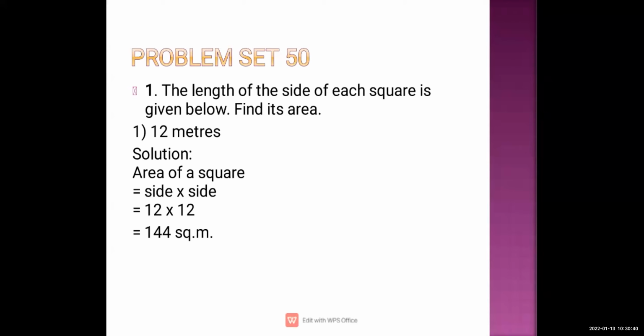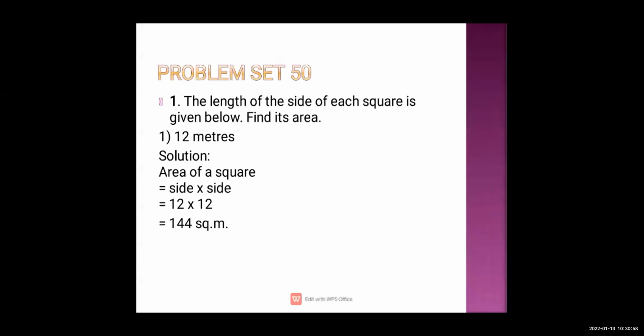Now 12 meter means we have to write the formula of the area of a square, which I have just explained. The area of a square is side multiplied by side. How much is one side given? 12. So we have to multiply 12 again by 12. Now I'll show you the multiplication. 12 multiplied by 12. Because the formula says the area of a square is side multiplied by side, or length of a side multiplied by length of a side.